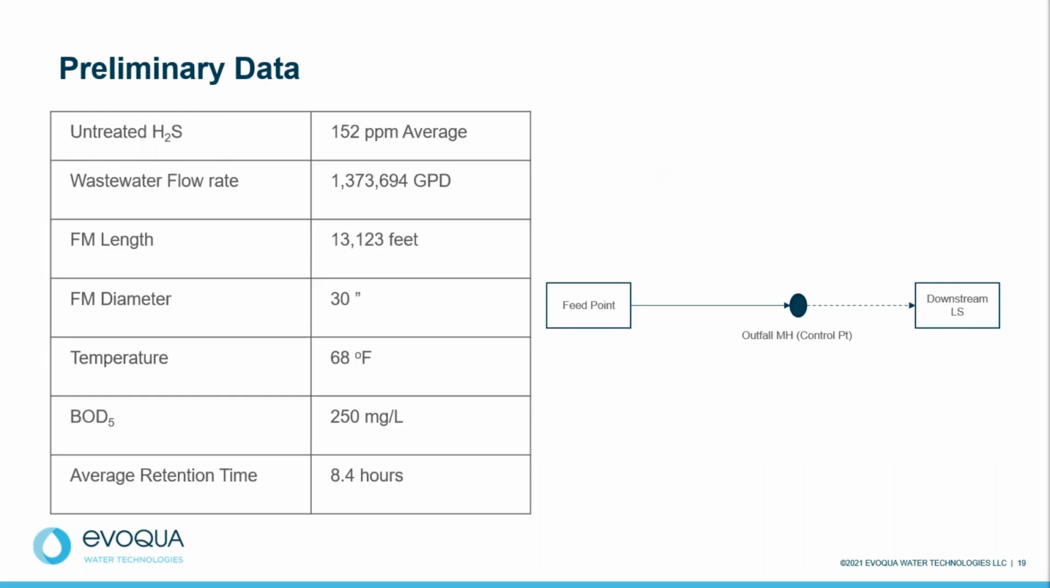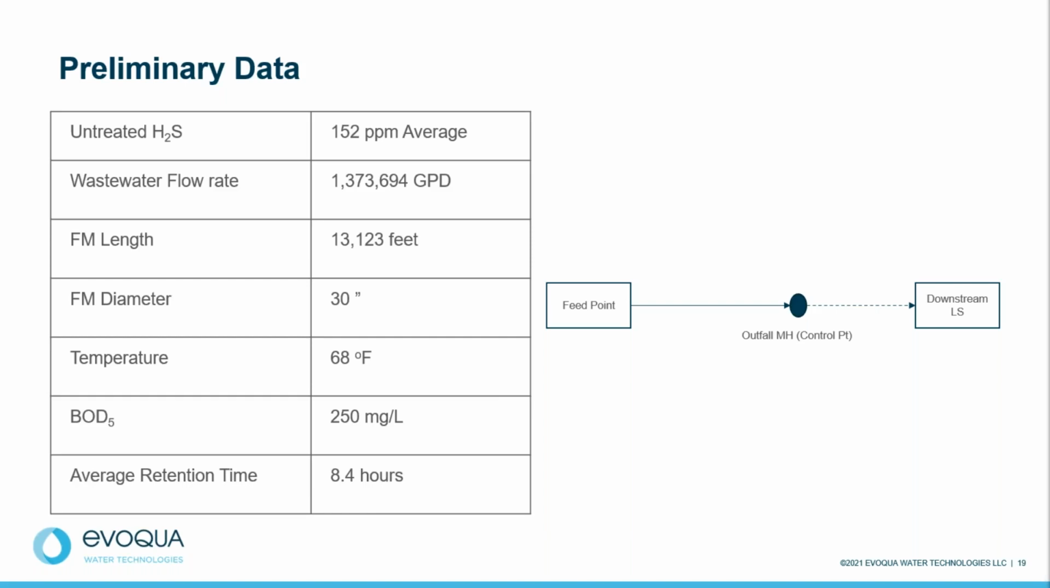Having said that, we also did a detailed study to collect a lot of preliminary data at that particular location. As you can see, the feed point leads as a force main to the outfall manhole, and from there it's breaking into gravity to the downstream lift station. We collected some H2S data at that outfall to see how much H2S is residing in that manhole, and we noticed an average of 152 ppm over a period of 3 to 4 days.